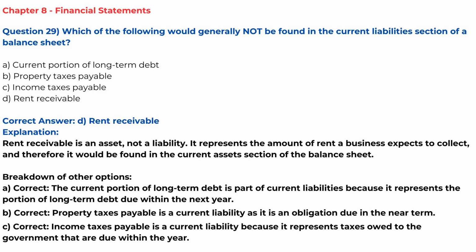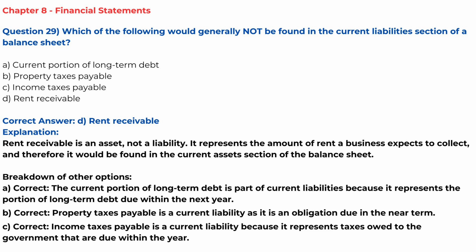Breakdown of other options. A. Correct. The current portion of long-term debt is part of current liabilities because it represents the portion of long-term debt due within the next year. B. Correct. Property taxes payable is a current liability as it is an obligation due in the near term. C. Correct. Income taxes payable is a current liability because it represents taxes owed to the government that are due within the year.